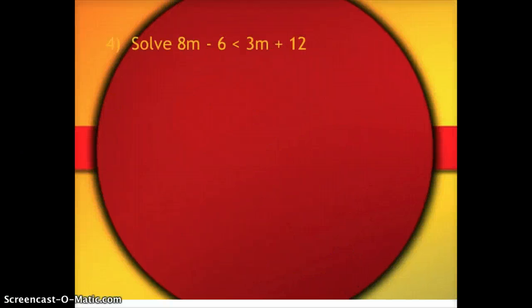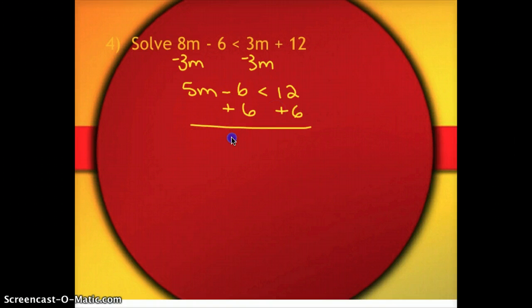All right, this time I've got variables on both sides, so I'm going to try to get them all to one side. Again, I think you can probably try this one without my help and then just check and see if you get what I do. All right, so I'm going to subtract 3m from both sides. And I have 5m minus 6 is less than 12. Continue by adding 6. I've got 5m is less than 18.